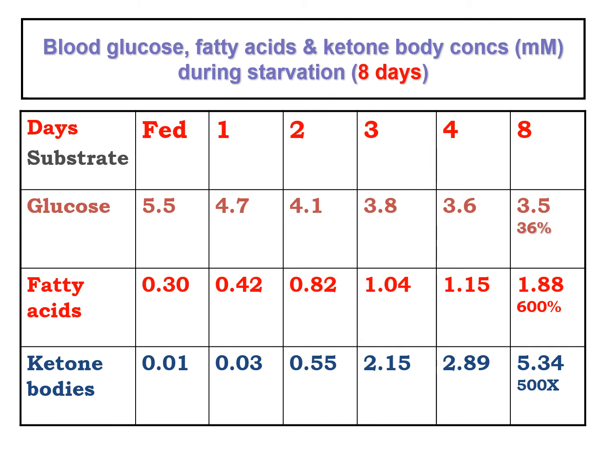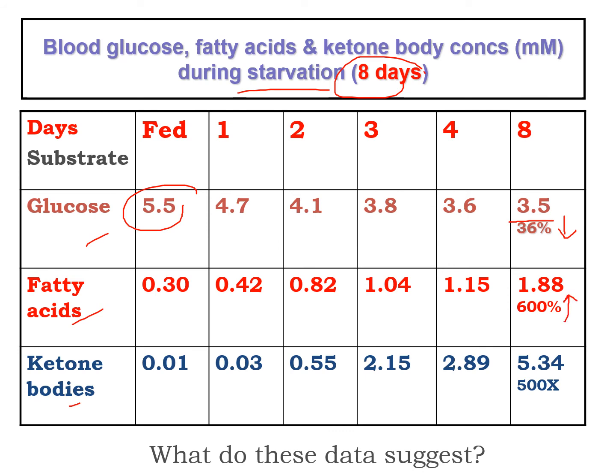This table summarizes the changes in glucose, fatty acids, and ketone bodies during a prolonged fasting of 8 days. Starvation means there is no food but only water intake. So we began with a glucose level of 5.5 millimolar but ended at 3.5 millimolar, which is equivalent to a 36% reduction. You might think that it is a big fluctuation, but if you look at fatty acids, they increased by 600%. Even more for ketone bodies, they increased by 500 folds. So what do these data suggest? Well, they suggest that glucose homeostasis has already kicked in at the expense of both fatty acids and ketone bodies, serving as the alternative fuels so that glucose can be conserved for brain function.